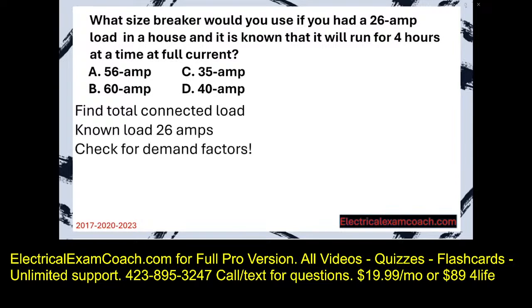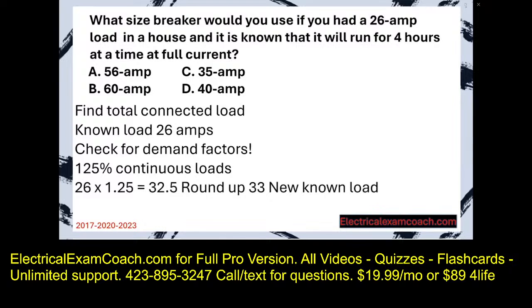Now we've got to check for demand factors. In this case, it's going to qualify as a continuous load. Any load that's expected to run for 3 or more hours at its full current must have that 125% continuous load multiplier. So we take our known load multiplied by 1.25. That gives us a new known load of 32.5. In that case, we would round up to 33, and that's our new known load.